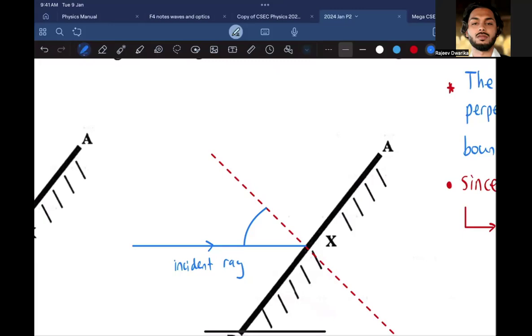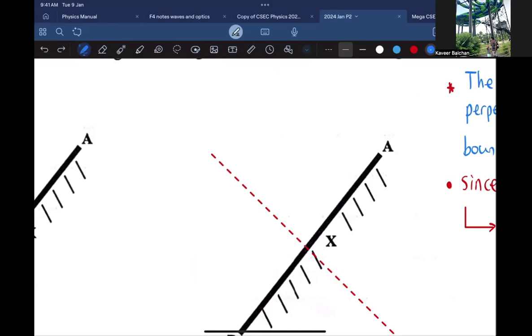It doesn't matter. Okay, I could have drawn it like this, you know. I could have drawn it like that if I wanted. You draw it however you want. Because we know that it is a mirror, it's going to be reflected anyway.